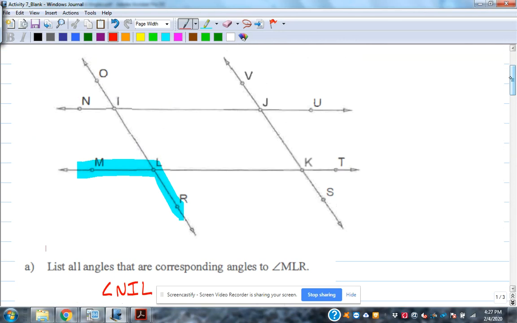If we take the stance that these two are the parallel lines, and this is the transversal, where's the corresponding angle on this set? KLR is not corresponding. LKS would be, because it's the same side, an angle between them. Okay, LKS would be how I would name that one.